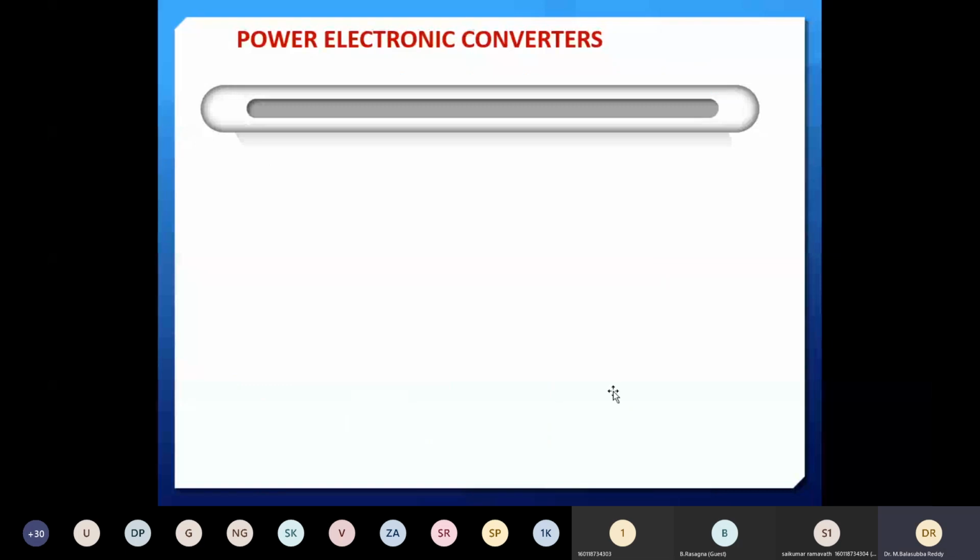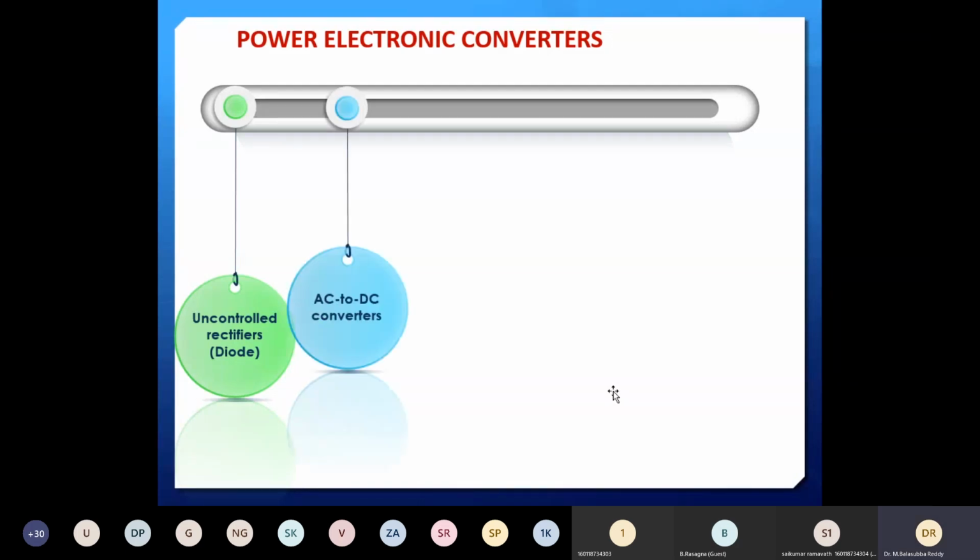Now we'll come into the controllers. So what are the controllers? I already explained. Uncontrolled rectifier is a diode rectifier, but we don't consider this as power electronics. Other than this only, we consider power electronics controller rectifier. So this also we see in that first unit, and then there is an AC to DC converter.